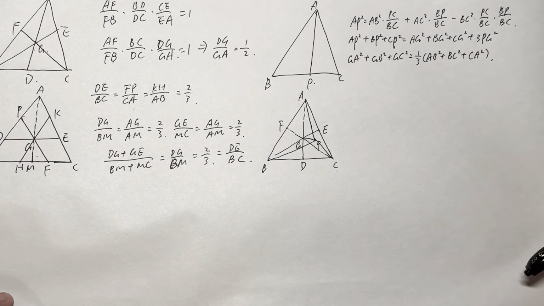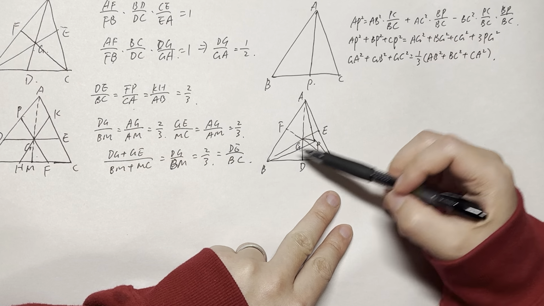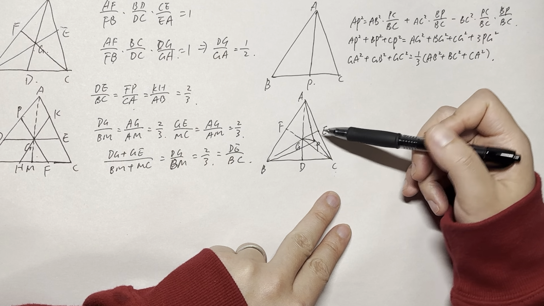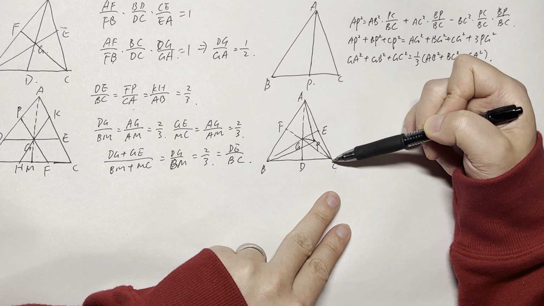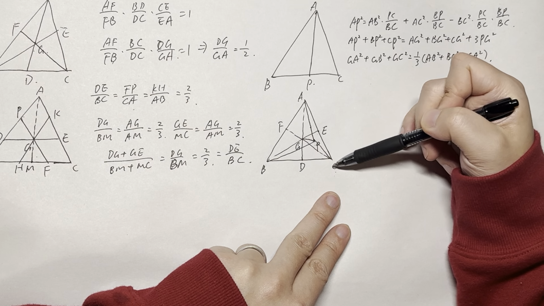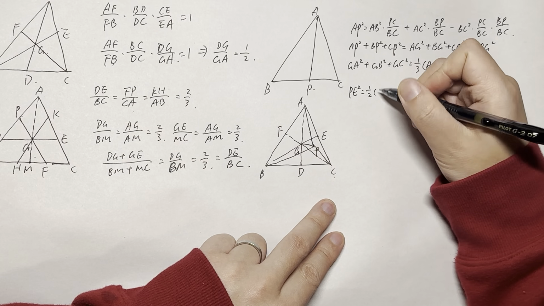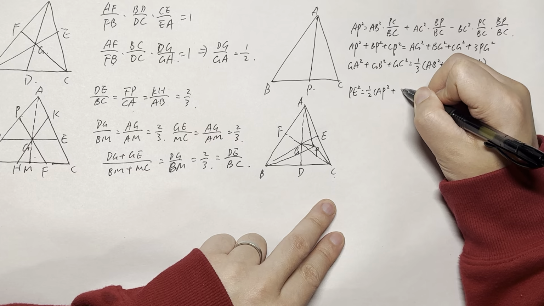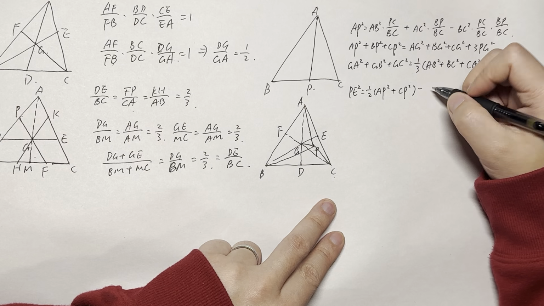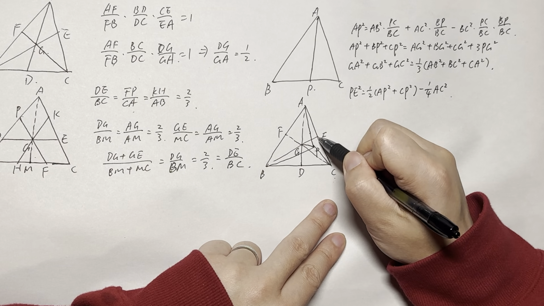Okay. So think about how can we get GP. We can get GP if we know BP and PE. How can we know PE? We can get PE squared from triangle APC, right? E is a midpoint of AC. So PE squared equals half of AP squared plus CP squared minus a quarter of AC squared, right?